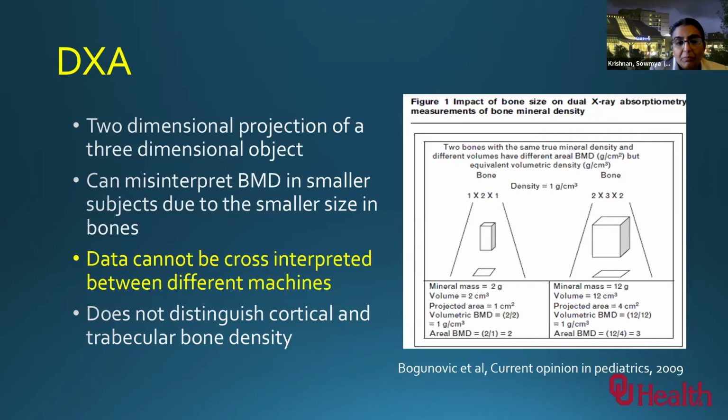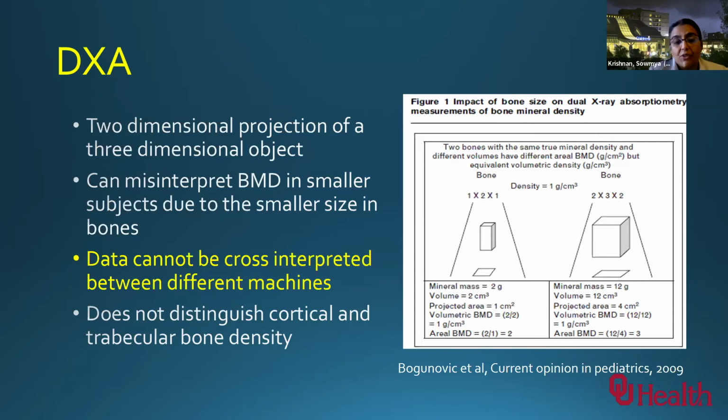I think this was briefly alluded to in Dr. Weber's lecture too, but it is very important to understand that a DEXA scan is a two-dimensional projection of a three-dimensional object. So what a DEXA scan really gives us is the areal bone density. The DEXA scan can misinterpret bone mineral density in smaller subjects due to the smaller size of bones. Another important thing to remember is that data cannot be cross-interpreted between different machines. So if you get a DEXA scan on a Hologic machine and then one year later you get it on another machine, you can't really compare those two BMDs.